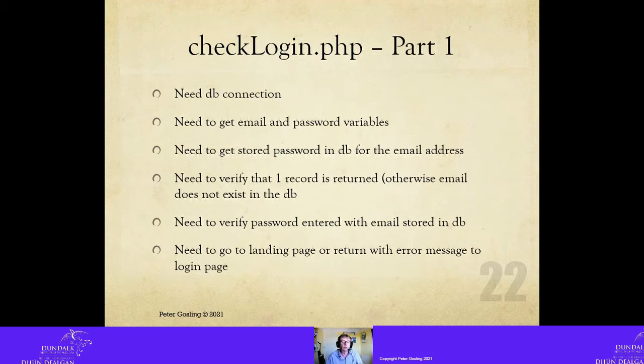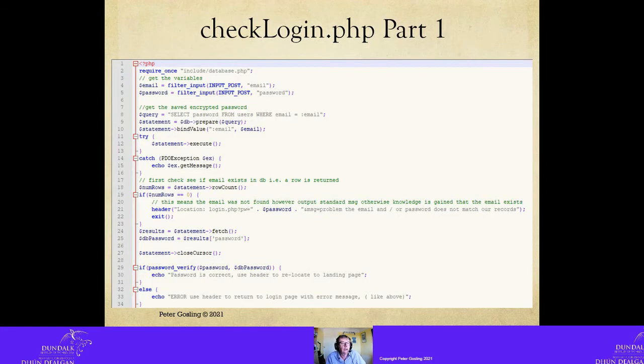And then we need to go to a landing page, or return with an error message to the login page. So the steps are: one, check that the email exists. Step two, check that the password that was entered matches the encrypted password in the database. And the third thing is, based on both of those results, we'll either go to a new page called the landing page, or we'll go back to the login page, which will display an error message saying that there's a problem. So this is the check login code here.